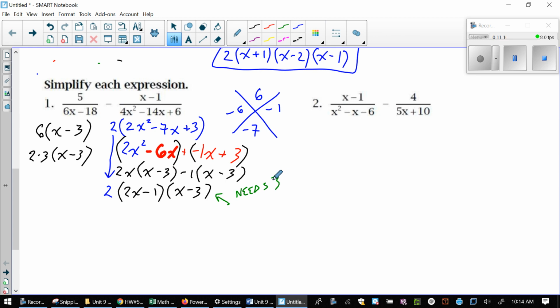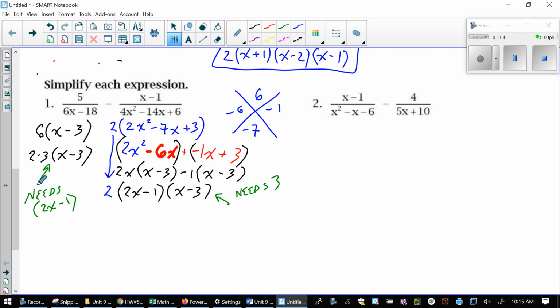Okay, this has an x minus 3. This has an x minus 3. Okay, so this is good. Right now, this denominator has everything that this has if we multiply it by 3. So now we look up here. We have 2. We have 3. We have x minus 3. All we need is this 2x minus 1. So that's the way I like to think about it. This is what we're going to multiply it by. Needs 2x minus 1.